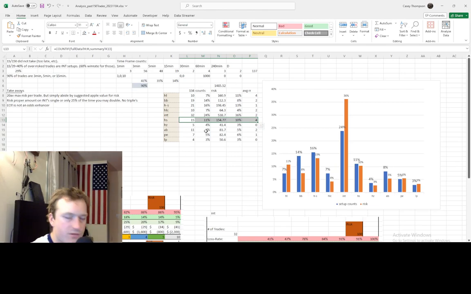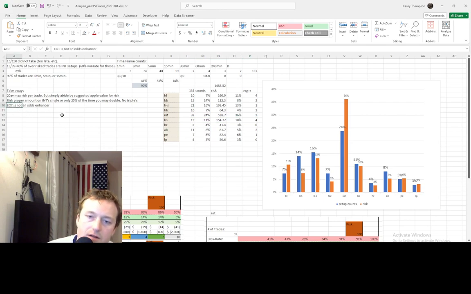So as far as risk goes, chill on the risk, and then on the intuition trades, which happen to be a lot of trades, risk the proper amount of single or maybe double once in a while, but no triples. End of trend is not an odds enhancer, so you don't need to take as many trades with that. Just be wary of that.